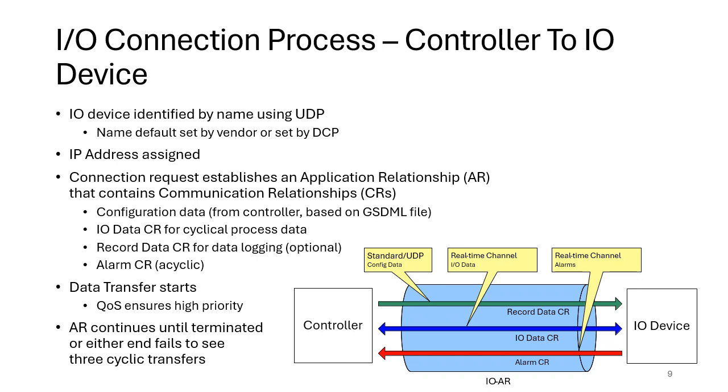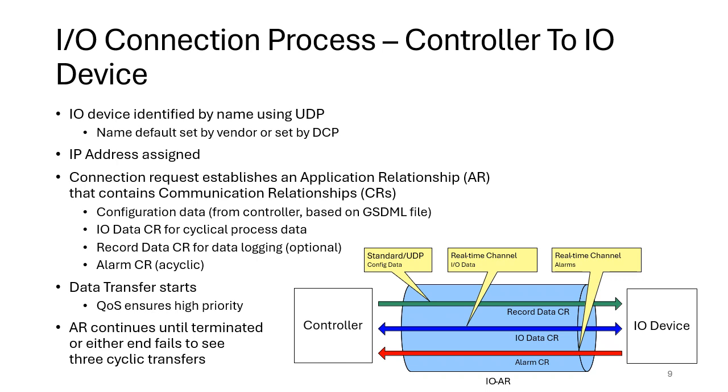Now, data transfer happens on a cyclical basis, at least for the data. It's acyclic for the alarms. And then once data transfer is running, as I mentioned earlier, we are using the quality of service part of Ethernet to ensure high priority on the network. So in principle, your I/O data should have a higher priority than anything else on the network to ensure that it is sent at the correct time. But again, it is still possible for a network to be overloaded. But in principle, your PROFINET data has priority on the network.